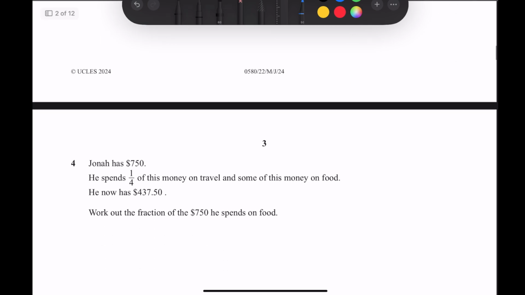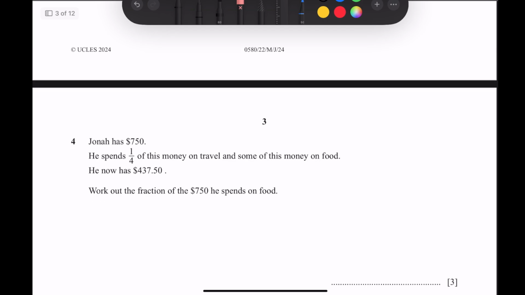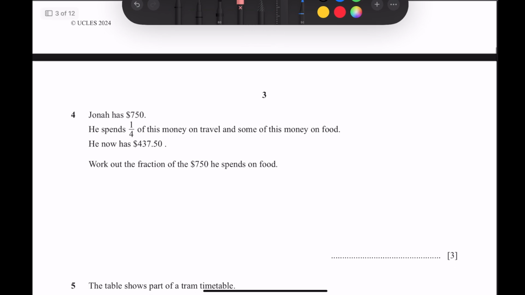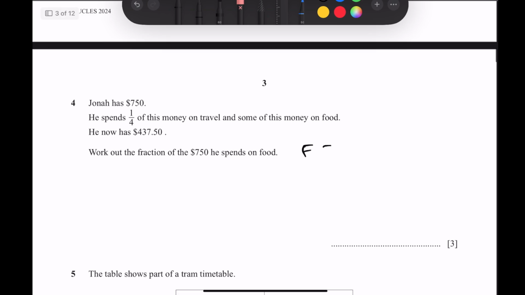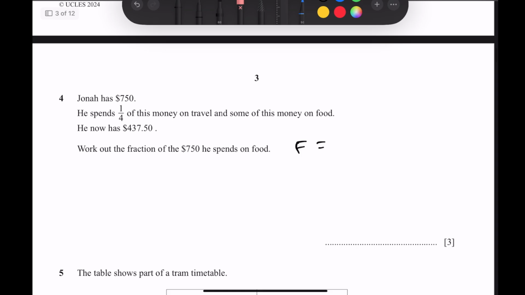Now, question 4. Jonah has $750. He spends a fourth of this money on travel and some of this money on food. He now has $437.50. Work out the fraction of the $750 he spends on food. So this question is asking to give your answer in the form of a fraction. And the fraction is the amount he spends on food divided by $750.